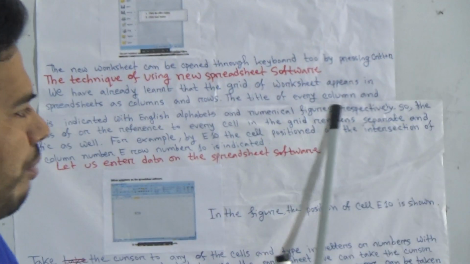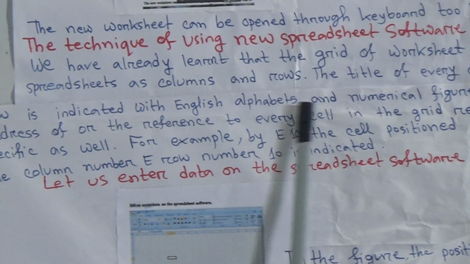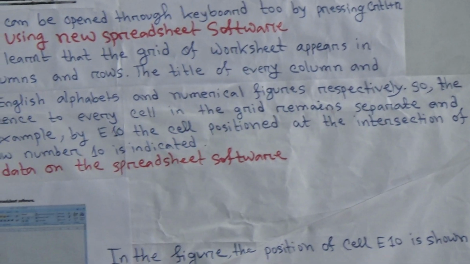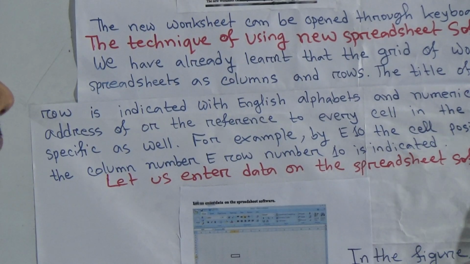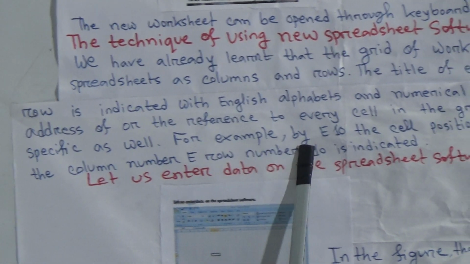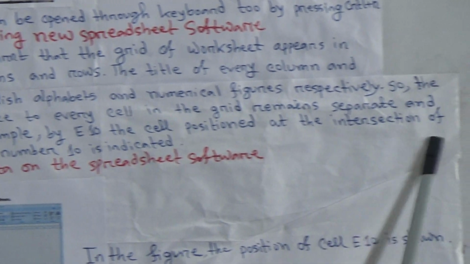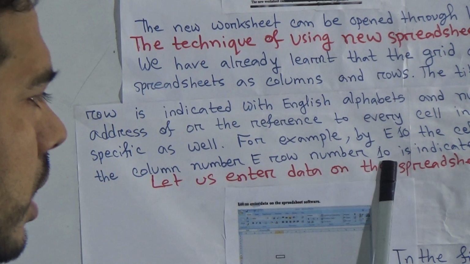Again, the title of every column and row is indicated with English alphabets and numerical figures respectively. So the address or reference of every cell in the grid remains separate and specific. For example, by E10, the cell position at the intersection of column E and row number 10 is indicated.